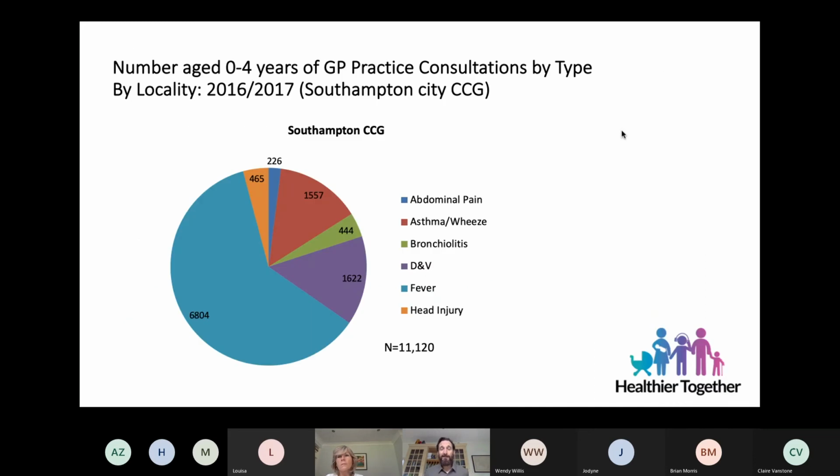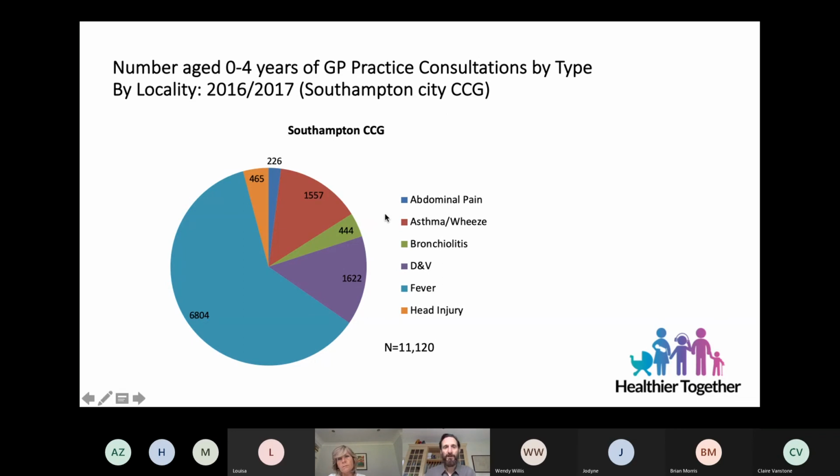This is old data now, but actually is pretty unchanging whenever you do it. And what it's just demonstrating is that if you stratify why children, and this is the younger age group, so 0 to 4 years old, so under 5s, why they are presented, in this case for GP consultations, but it's the same in other areas of the health service.